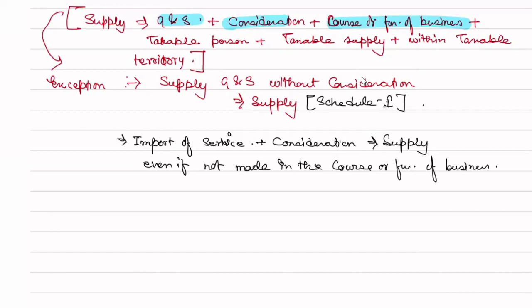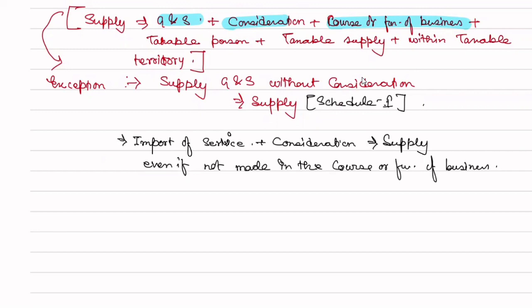Okay, so whatever parameters we just read now, all of these should be there for a supply to be there. Correct. So among that only we got 2 exceptions where, if there is no consideration, then also it will be supply. And one more is that it might not be in the course or furtherance of business, but it is specifically for import of service. So if you are importing service plus you are paying consideration, it may be for your business or it may be for your personal purpose as well. It will be treated as supply and GST will be levied on it.